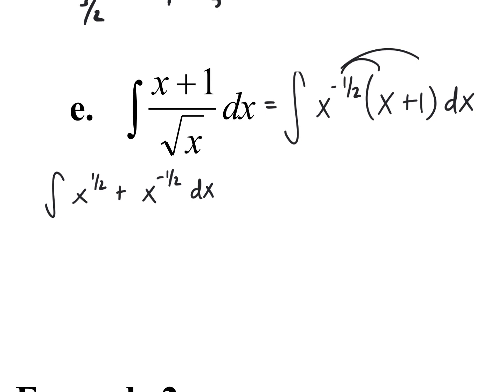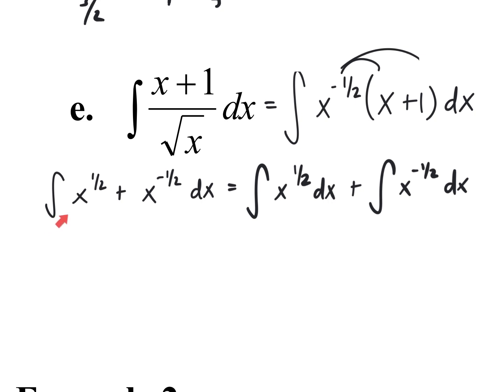So I can integrate both of these things individually. So this would be the integral of x to the 1/2 dx plus the integral of x to the negative 1/2 dx. Now, you don't have to necessarily show this step of going from this to the separate integrals. If you want to just go straight to integrating each of these pieces individually, that's fine, okay? And that's eventually what you'll probably start doing. But I just want to show you how they're getting from one to the other for here.